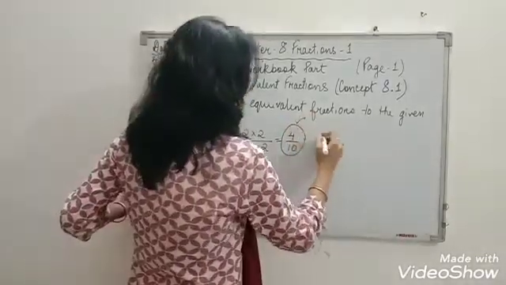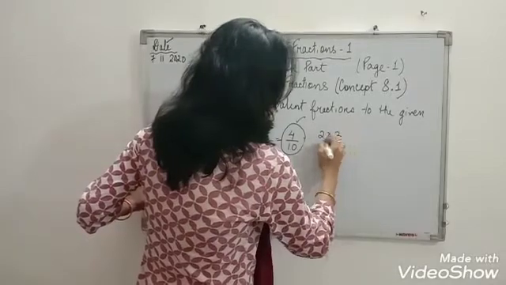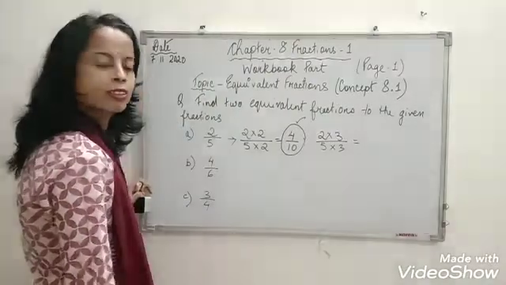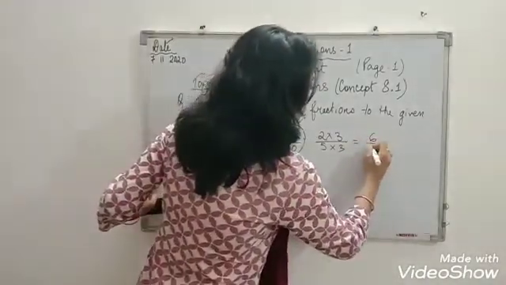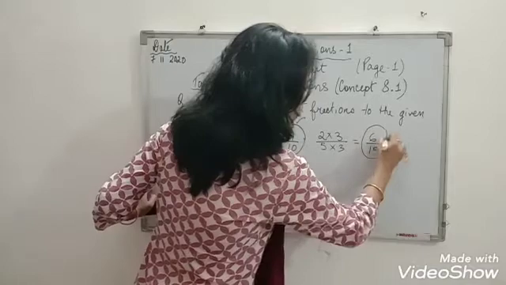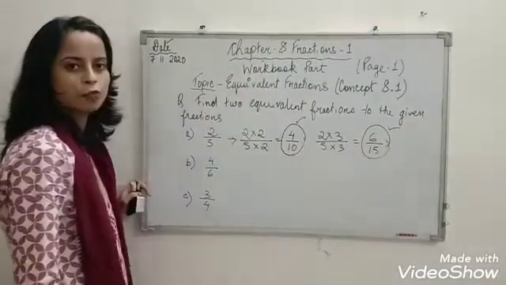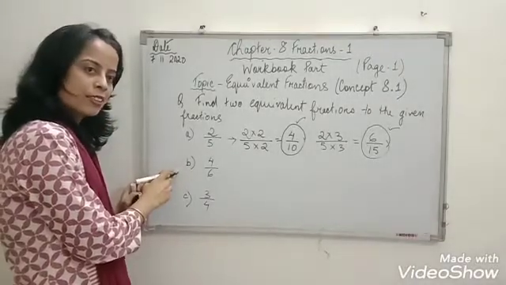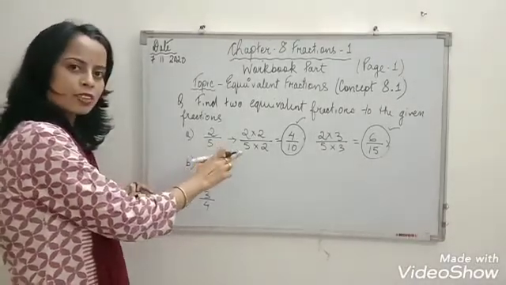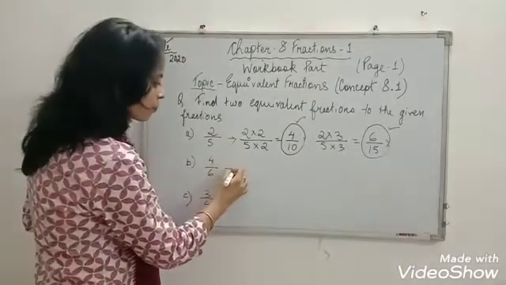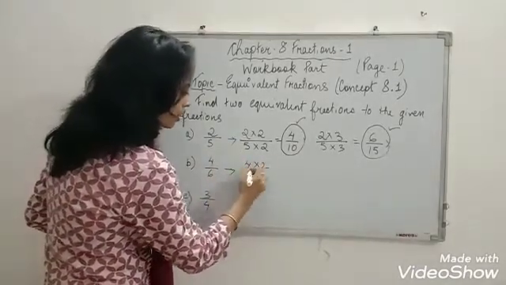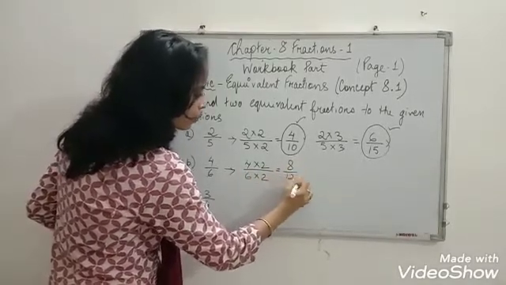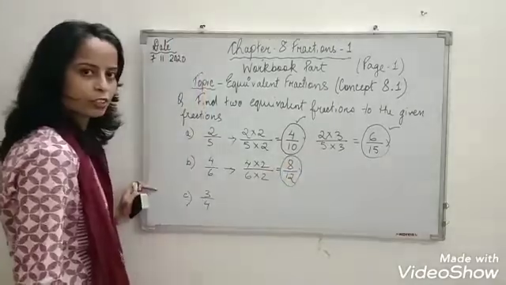Next, 2 into 3, 5 into 3. It's 6/15. So another equivalent fraction of 2/5 is 6/15. Got it? Now how are you going to do 4/6? Again the same process. 4 into 2, 6 into 2. It is 8/12, one equivalent fraction.